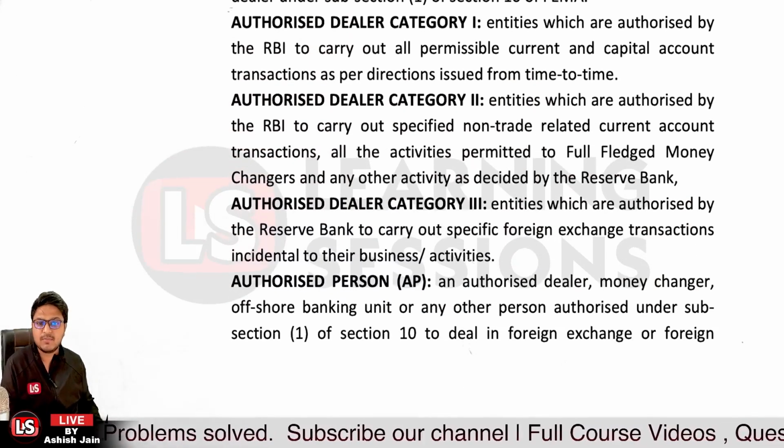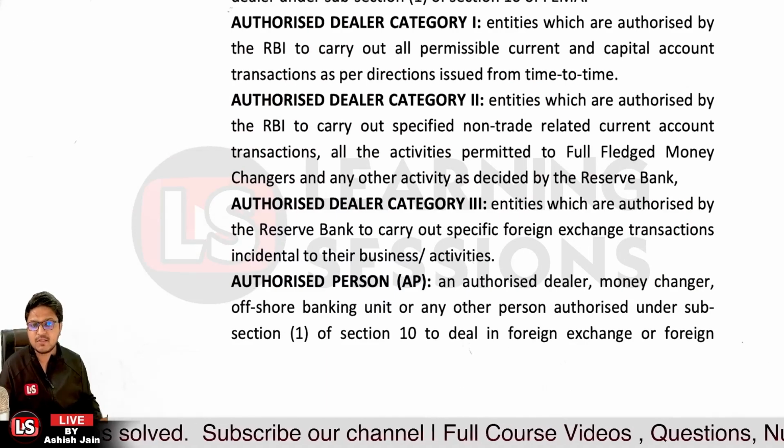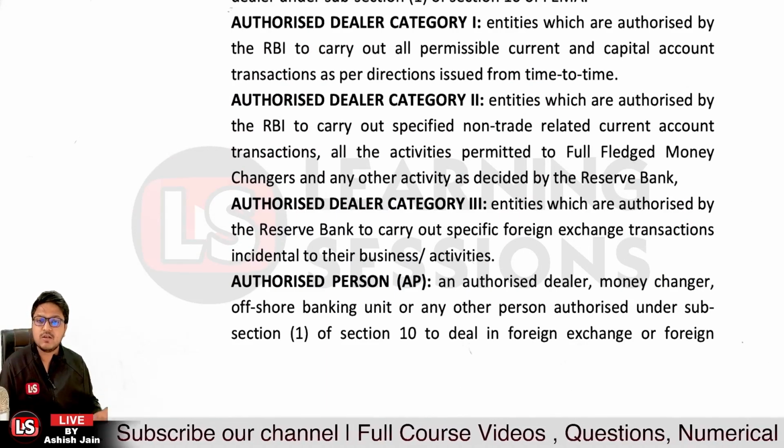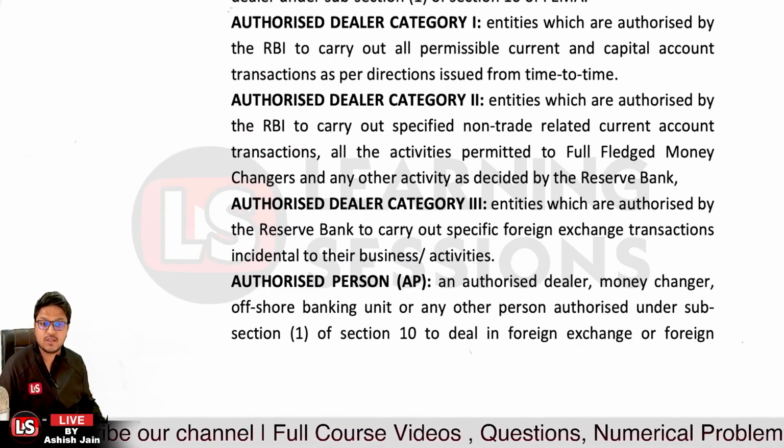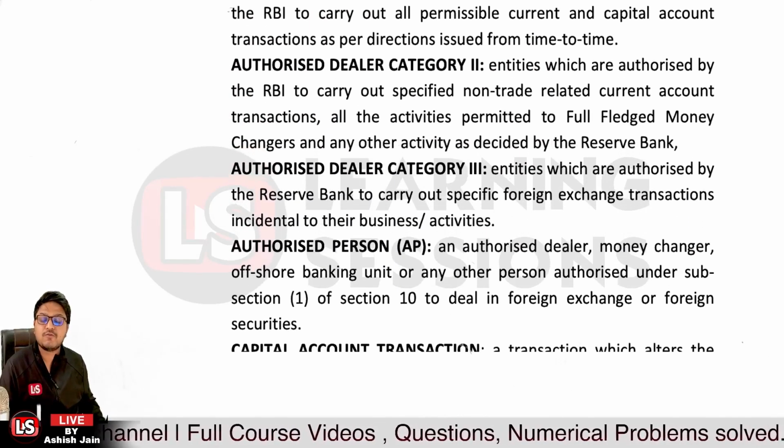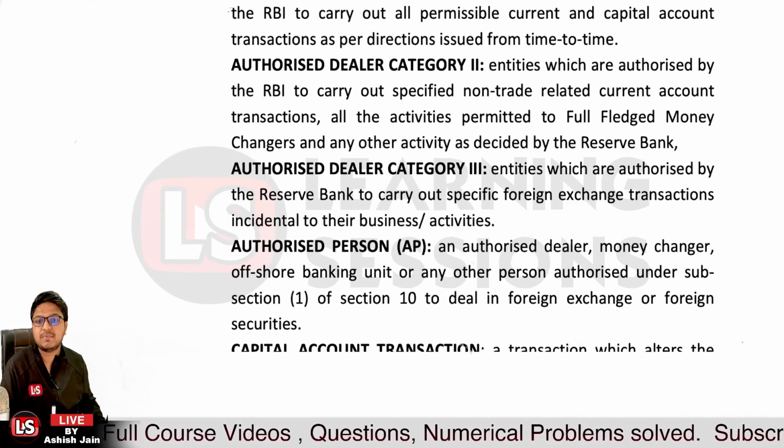So an authorized person is an authorized dealer, money changer, offshore banking unit, or any other person who is authorized under subsection 1 of section 10 of FEMA to deal in foreign exchange or foreign securities. That is an authorized person.